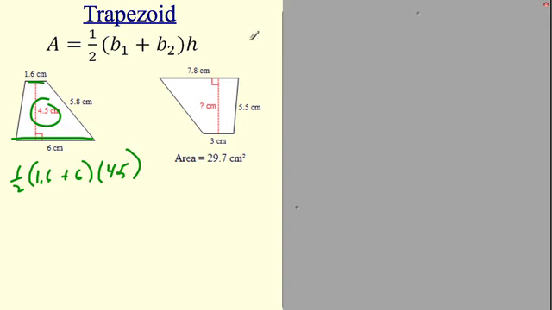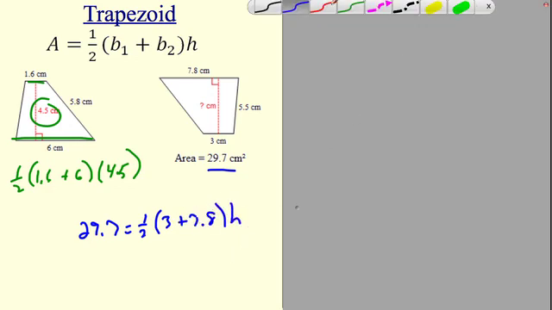How about this though? Another little thing that I can throw at you is find the missing part. So you have to use the formula to find, in this case, what am I looking for? The height. I don't know the height, but I do give you the area. So you can say the area is 29.7, 1/2. I know my bases are 3 plus 7.8. And you're solving for h.